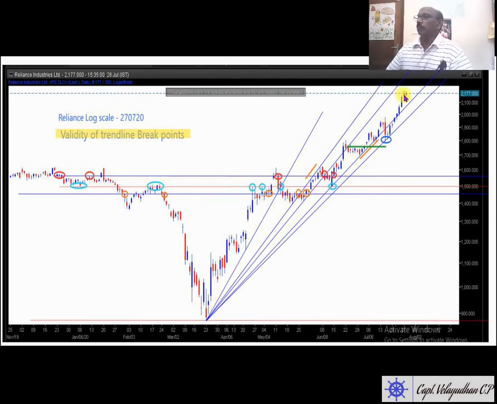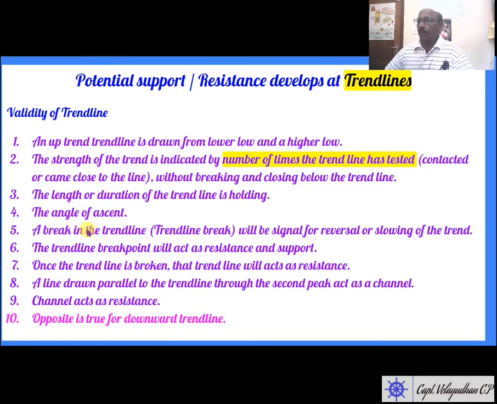So now we have to watch out for when it is going to break. If the price breaks down here, then the trend line will break and it will move down. Well, that was the angle of ascent. And a trend line break will be a signal of reversal or slowing of the trend. I already indicated the trend line break points. We will go into more detail on that later. This is a very important point to note.